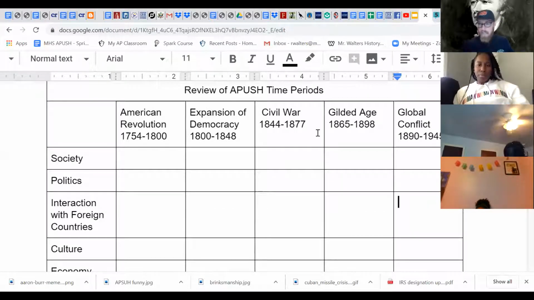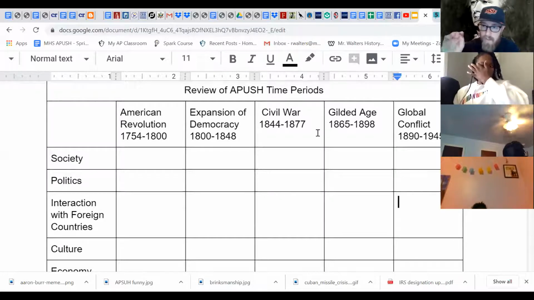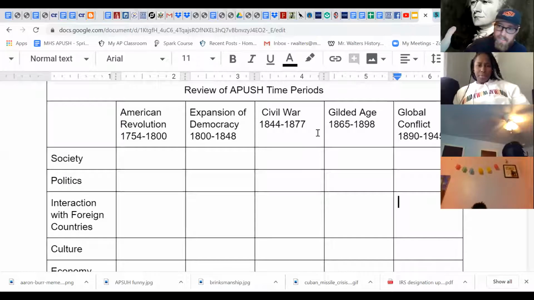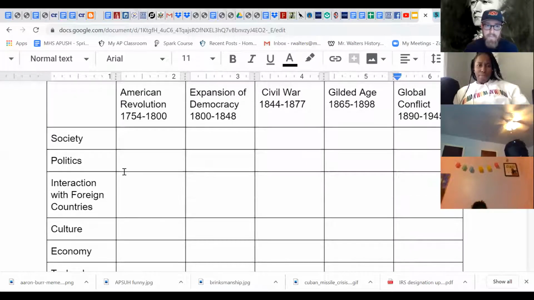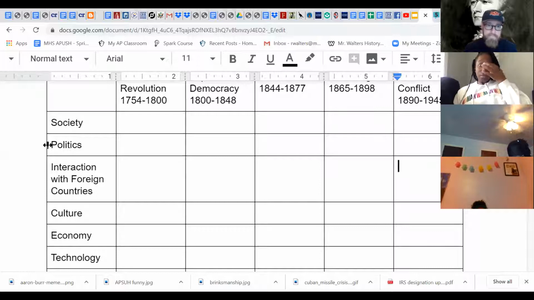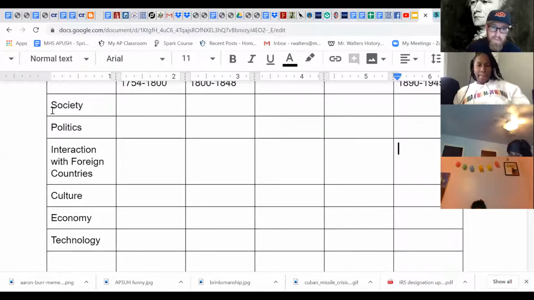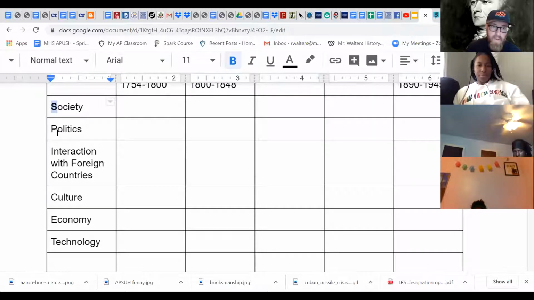You guys know that I like acronyms because I like to keep it simple. So the acronym is SPICE-T. The acronym stands for Society, Politics, Interaction with Foreign Countries, Culture, Economy, and Technology. I probably should have bolded them so you could see it there, but SPICE-T, okay?